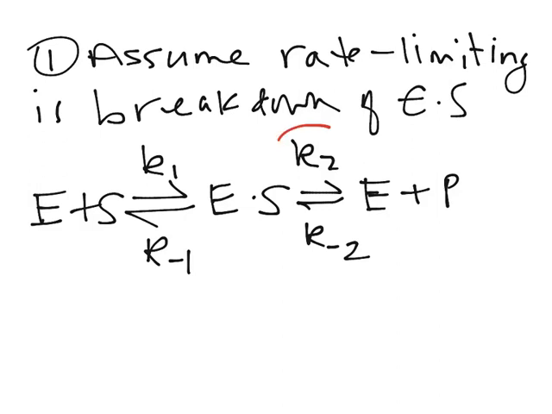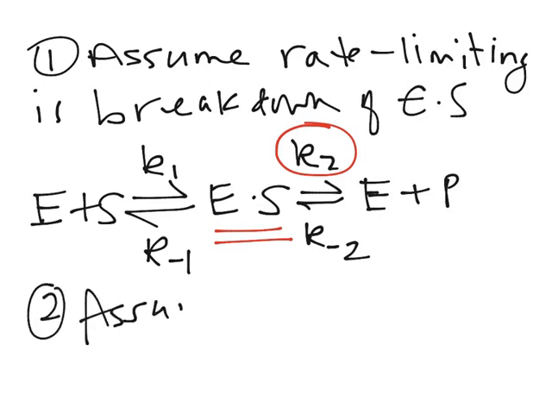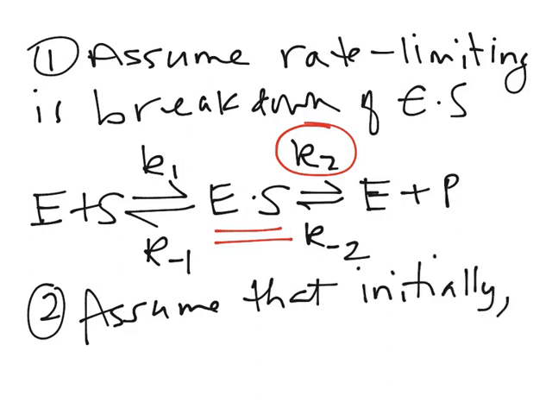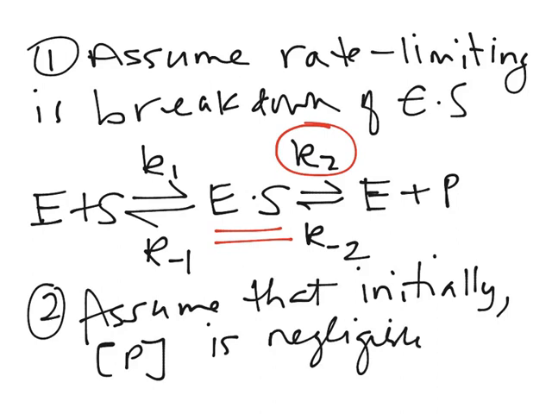So we're talking about K2 as the rate limiting step, so the breakdown of the enzyme substrate complex. Our second assumption that we're going to make is that initially, the concentration of product is negligible. So we're assuming that we have no product floating around. That means that K minus 2 is going to be negligible. If there's no product present, we don't have to worry about that back reaction.